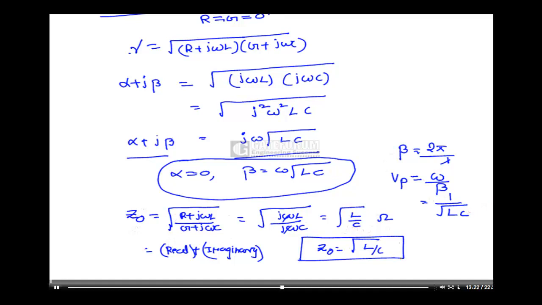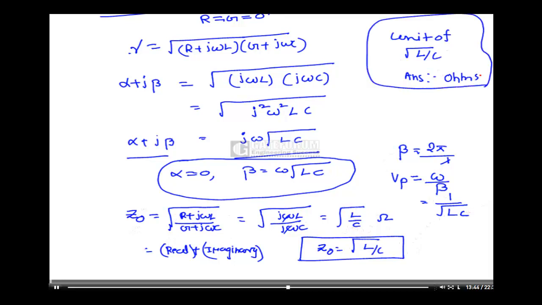In one of the examinations, the question was: what is the unit of root L by C? So what is the answer? Simply, the unit of root L by C is obviously ohms. Generally, we get this type of concept-based questions in the examination.